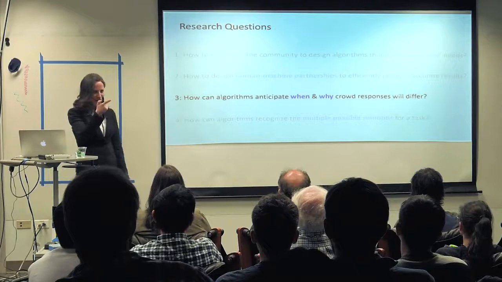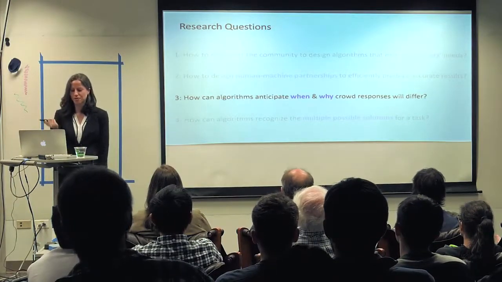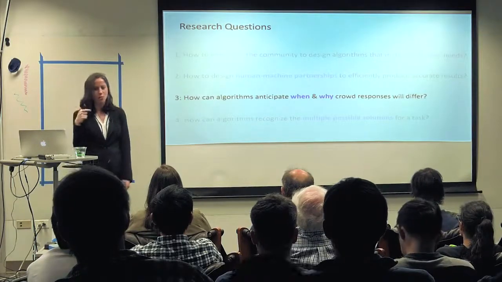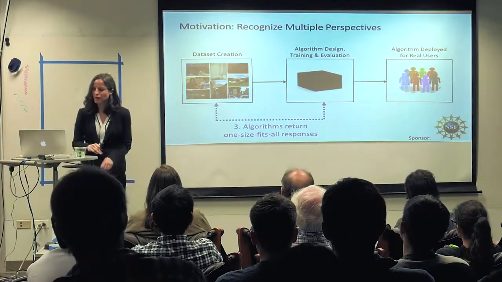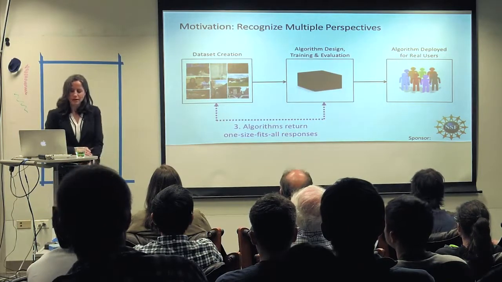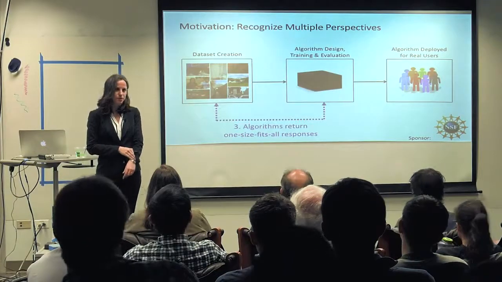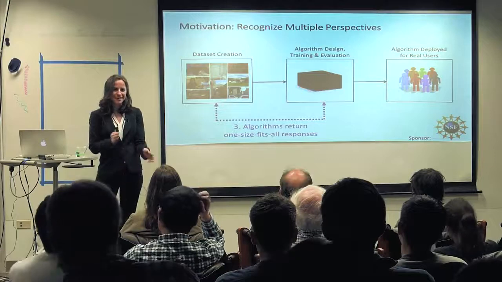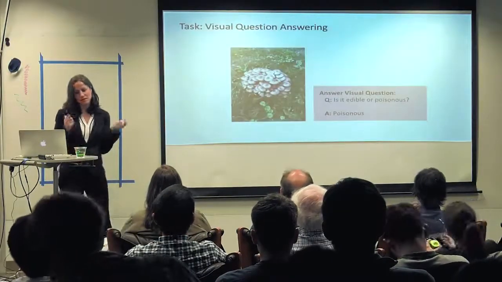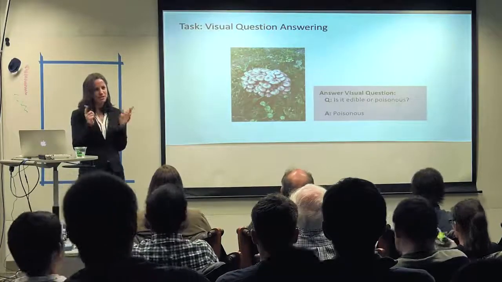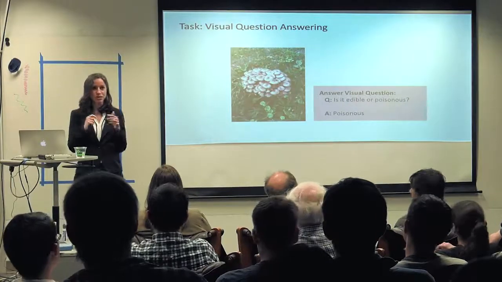So now I'm going to shift to the question about subjectivity earlier, and exploring how algorithms can anticipate when and why crowd responses will differ. This work looks at addressing that algorithms return one-size-fits-all responses. This work has been sponsored by NSF and explores exactly the question that I'm about to present to you. The task that I'll talk about, we've done this for a couple of tasks, but I'll just focus on visual question answering, which is, given a question about an image, return an answer.